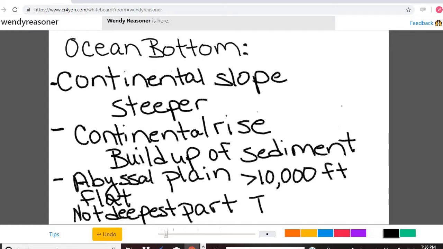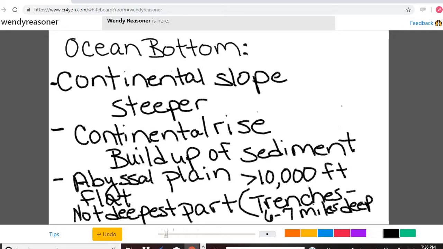So the trenches can be between 6 and 7 miles deep. So that's much deeper than 10,000 feet. So the trenches are the deepest part of the ocean and not the abyssal plain.